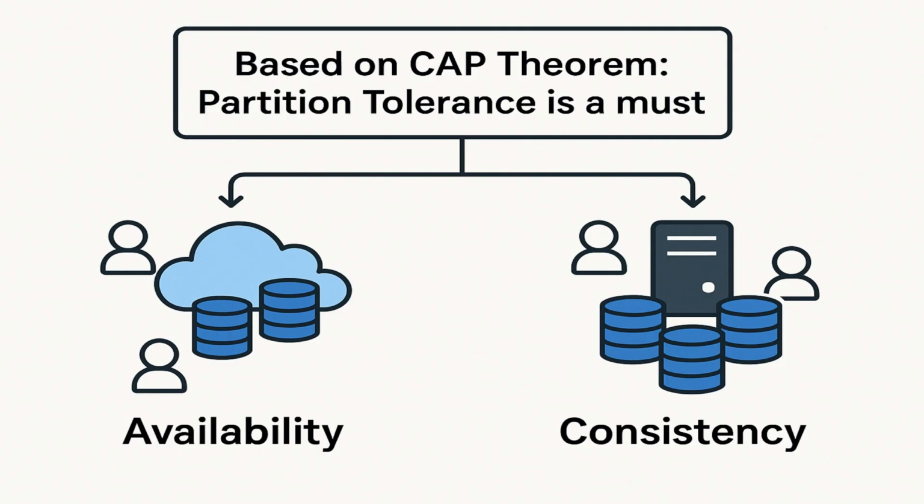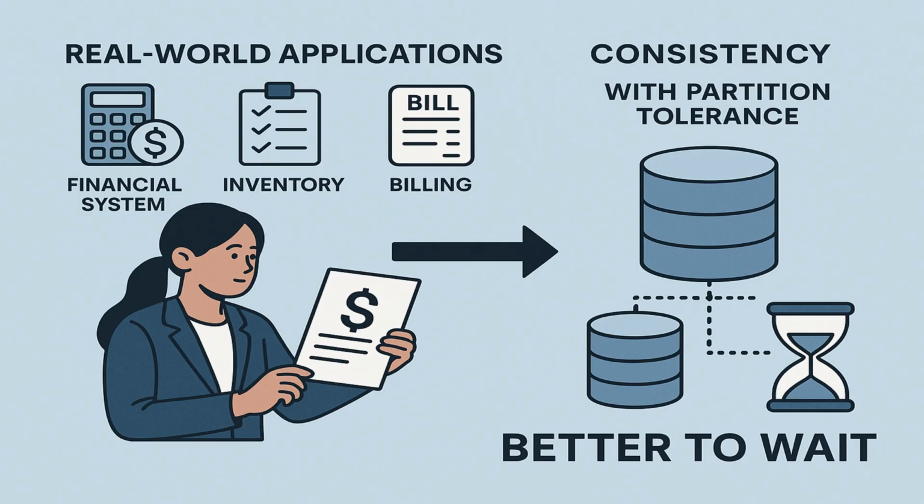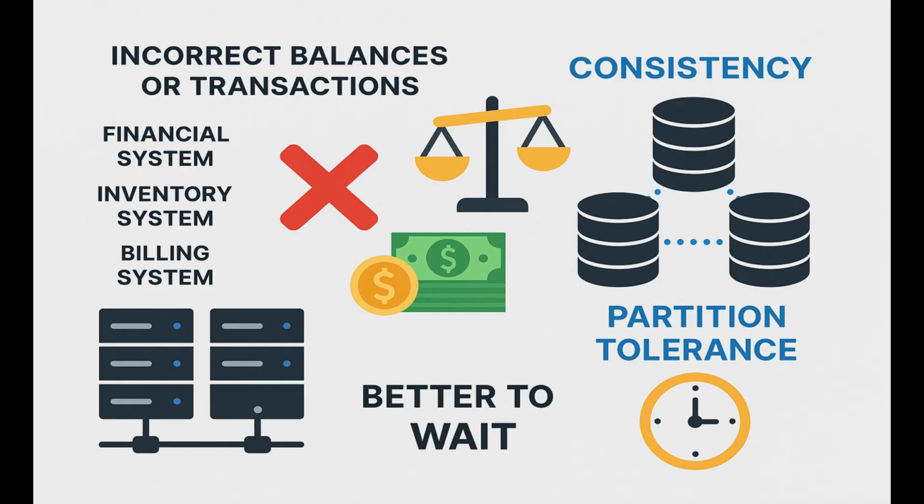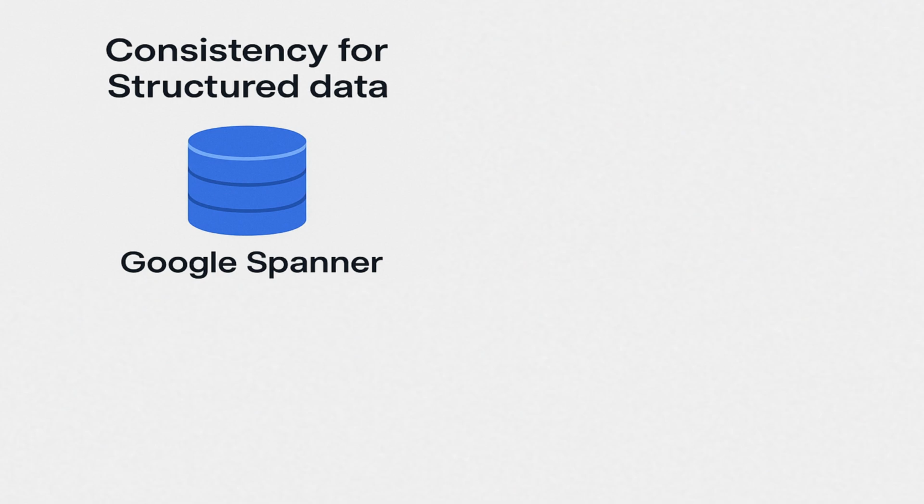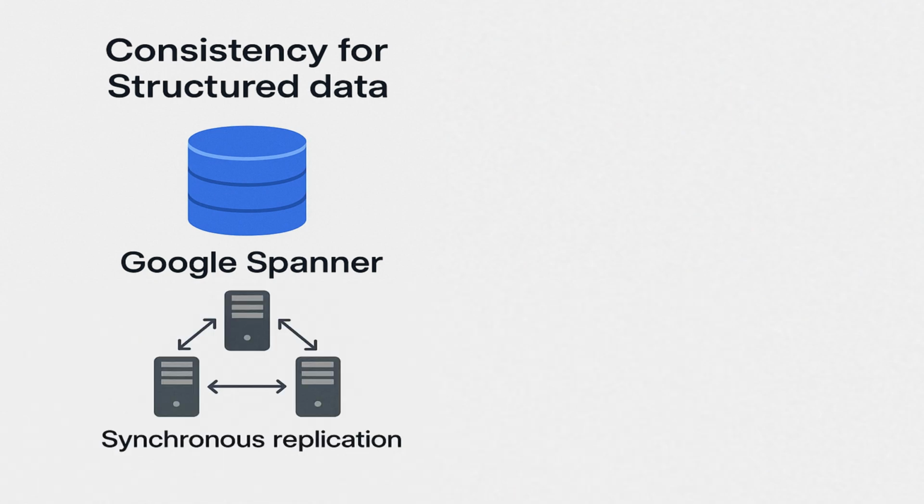Now based on the CAP theorem, partition tolerance is a must. So now we have two types of systems, one that supports availability and the other that supports consistency. In real-world applications, financial, inventory and billing systems cannot tolerate incorrect balances or transactions. So they go for consistency with partition tolerance because it is better to wait than return stale or incorrect data. To achieve consistency for structured data, we can use databases like Google Spanner. It is a relational database. It uses synchronous replication across multiple nodes. That will make sure that all nodes in the system always return the latest data.